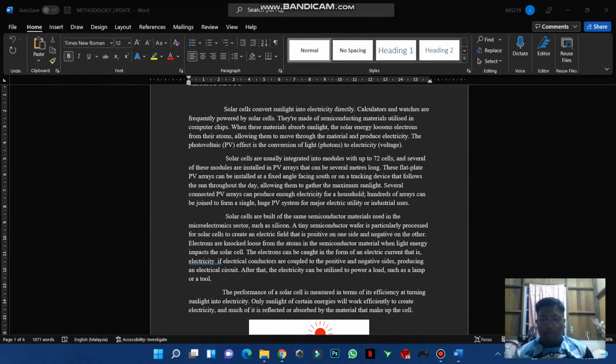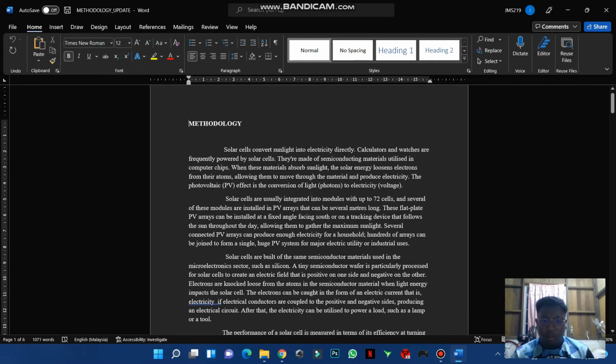Assalamualaikum and hi. So for my part, first we go to the methodology. Solar cells convert sunlight into electricity directly. Calculators and watches are frequently powered by solar cells. They are made of semiconductor materials utilized in computer chips. When these materials absorb light, the solar energy loosens electrons from their atoms, allowing them to move through materials and produce electricity. The photovoltaic effect is the conversion of light photons to electric voltage.